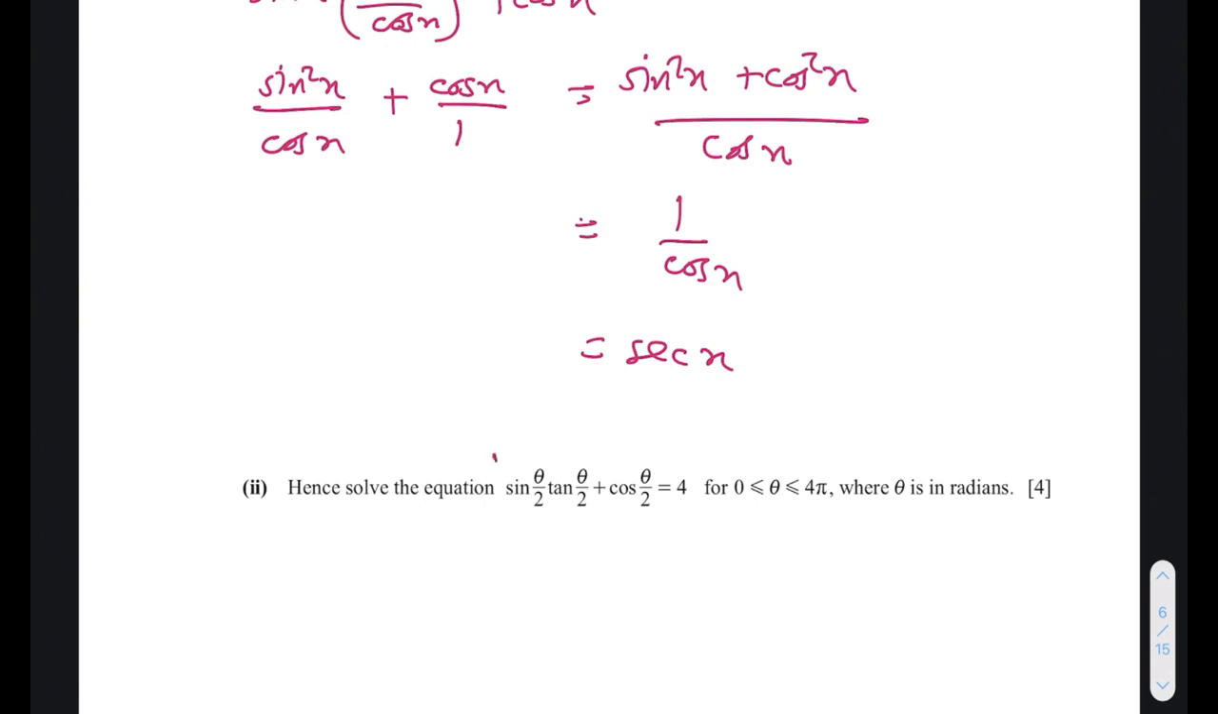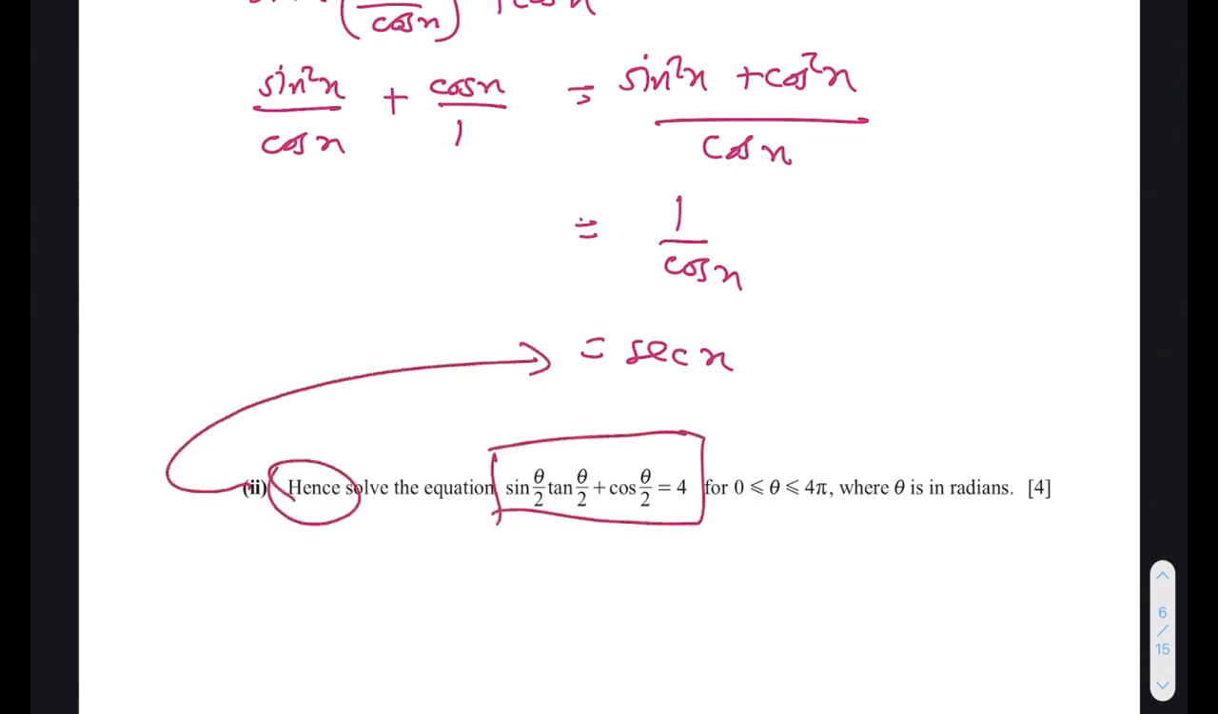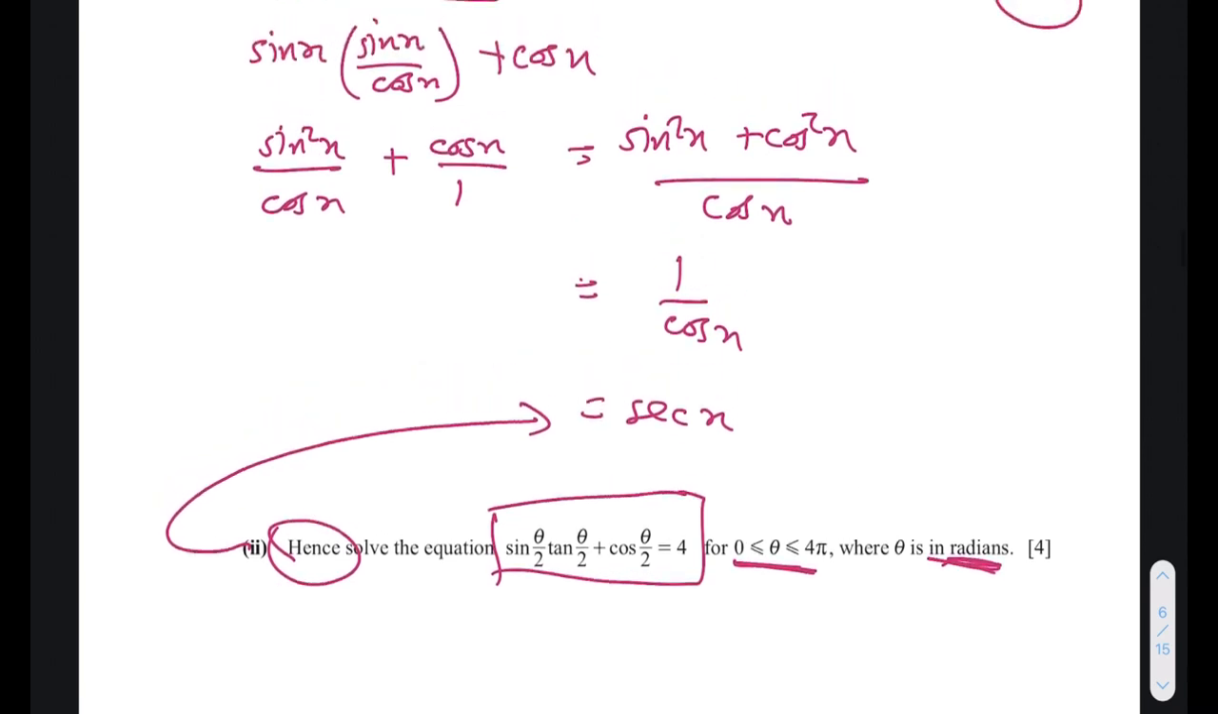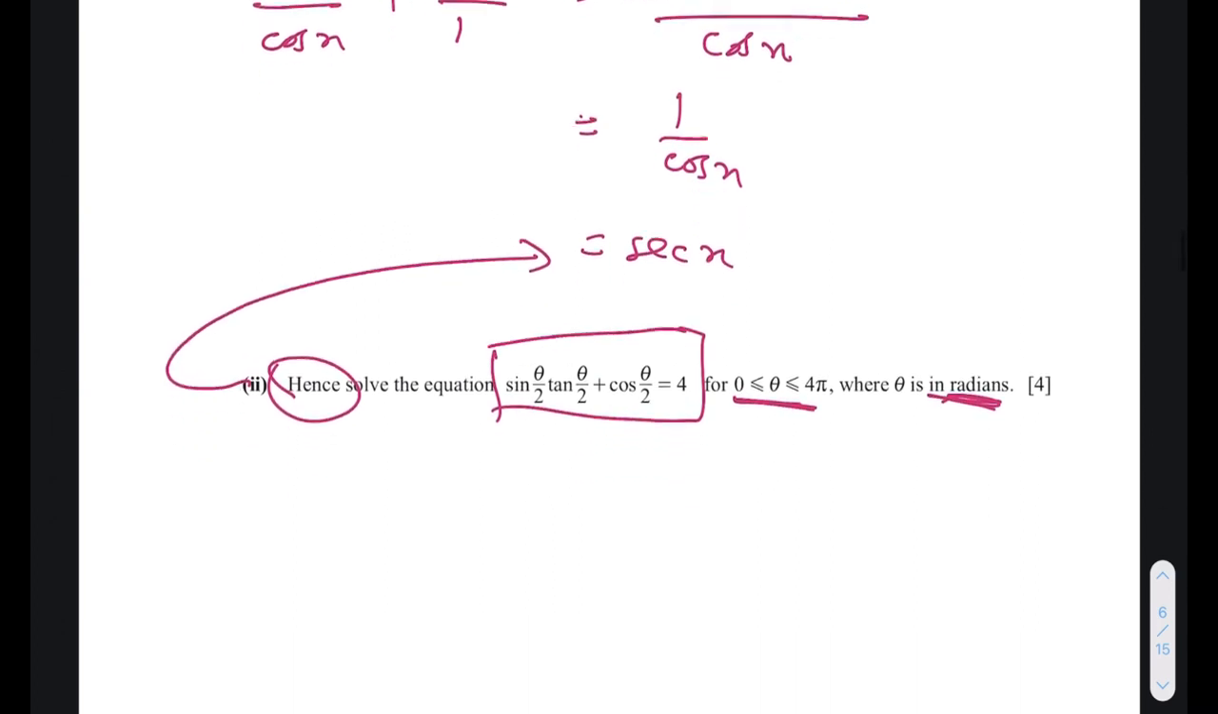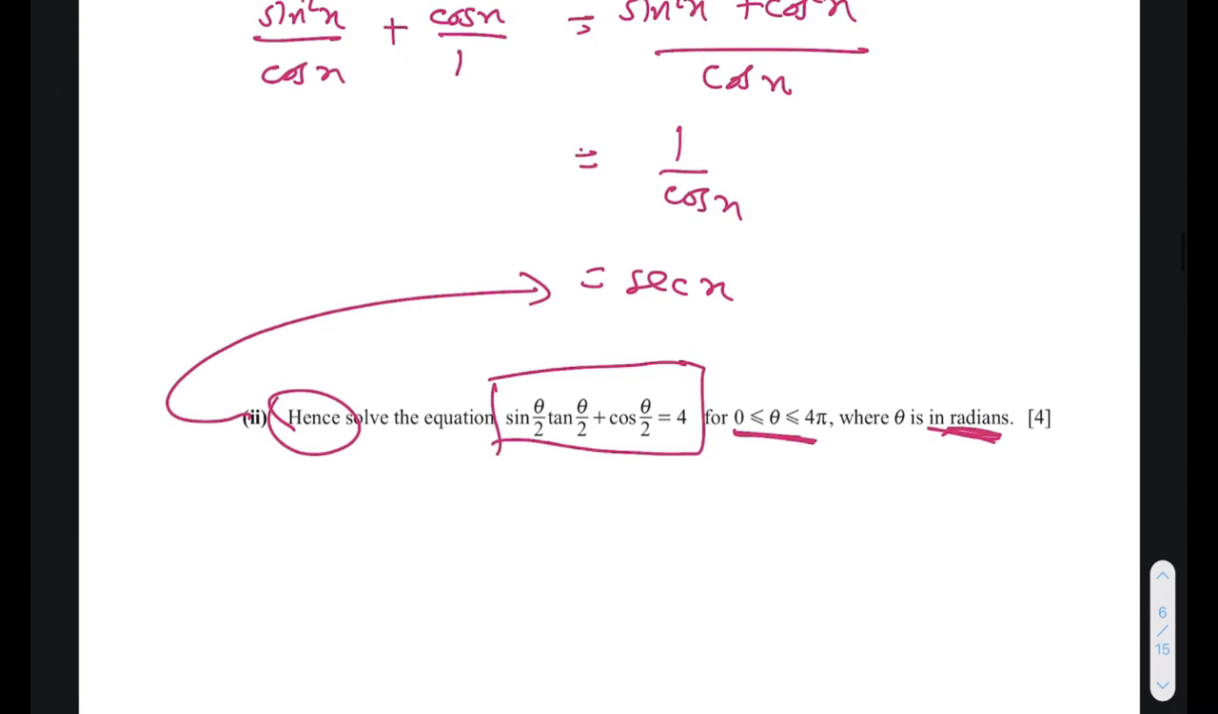Now they said that solve this equation. Hence it means it has something to do with this. But it's in what? Radians. Be careful. Radians, be careful. All right, so first change all your calculators to radians. Okay, mine is still in radians. Cool.